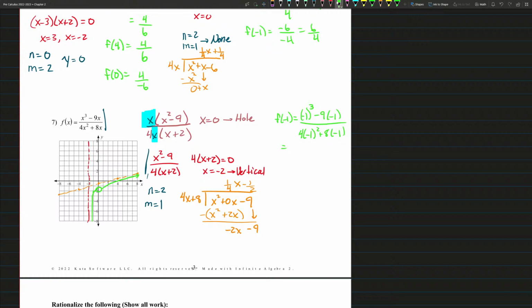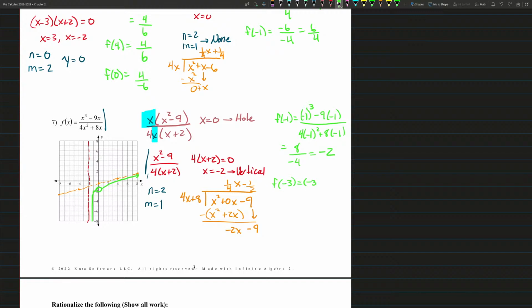So that's -1 plus 9, which is 8. And then 4 minus 8, that's -4, so this is -2. It doesn't change much else though. It just changes the number you get. Okay, f of -3, do the same thing.